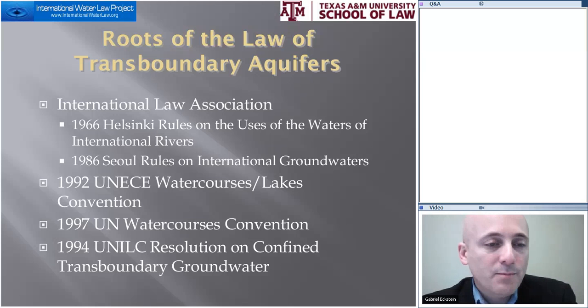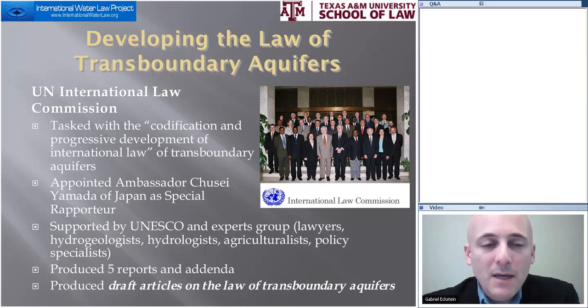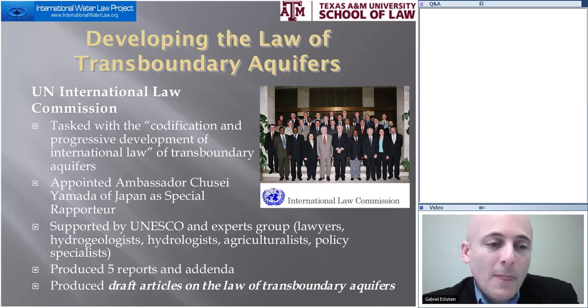After the development of the 1997 UN Watercourses Convention, the UN informed the UN International Law Commission that they should continue developing the law of transboundary waters, and look specifically to where the gaps are and where law needs to be developed. And so they appointed Ambassador Chusei Yamada of Japan as special rapporteur for this topic in the International Law Commission, which I thought was pretty astute since Japan has no transboundary aquifers to speak of, since it is an island nation. And so there would not be any kind of perceived bias from the special rapporteur.